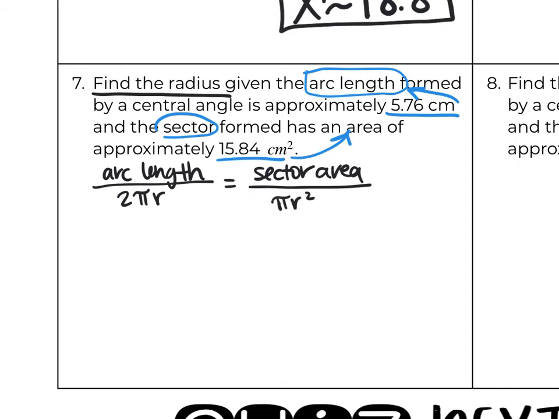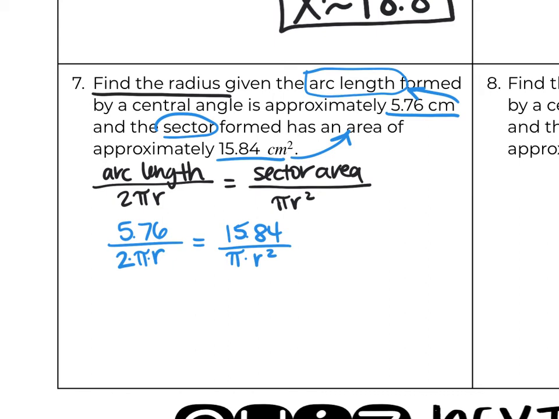All right, so now we're plugging in. So it says the arc length is 5.76. So instead of arc length, I'm going to write 5.76 on top. 2 times pi. We don't have the radius, which is usually where we plug that in, so we leave that as r. And then the sector area is 15.84, and that will be over the area formula. So you may notice we do only have one variable, which is good, but the variable is r now instead of x like we did before, okay?